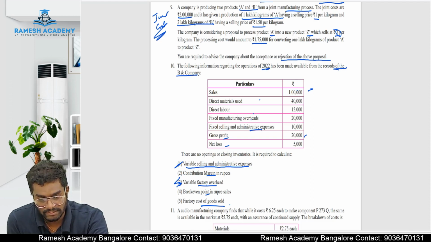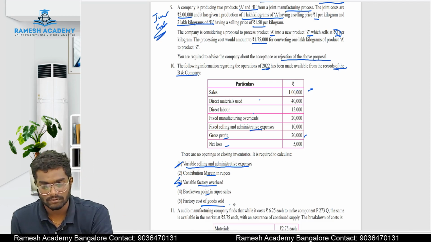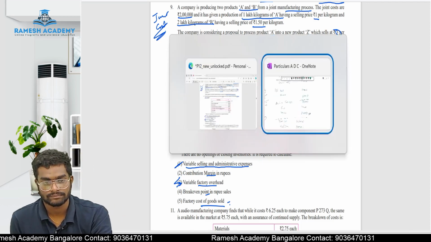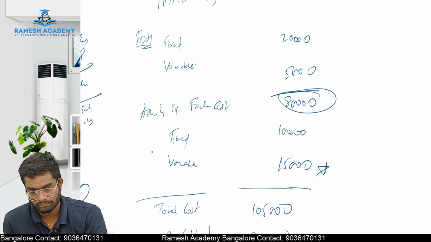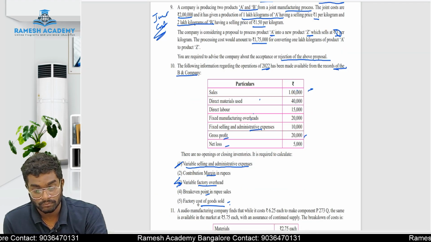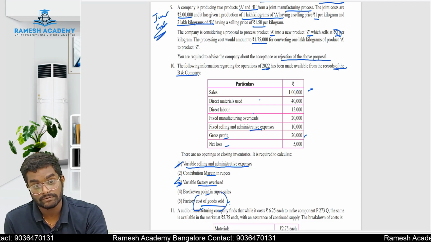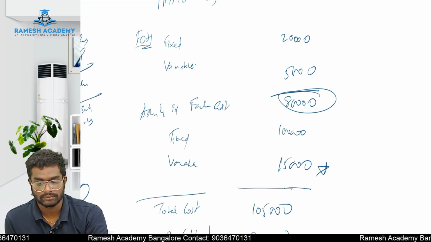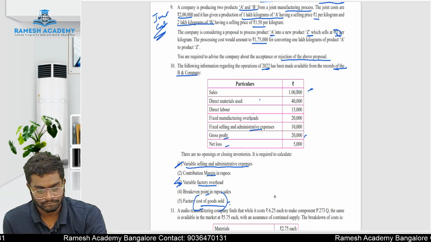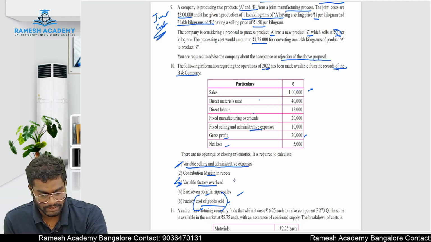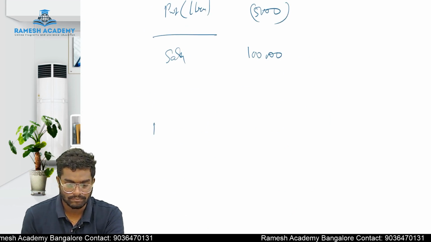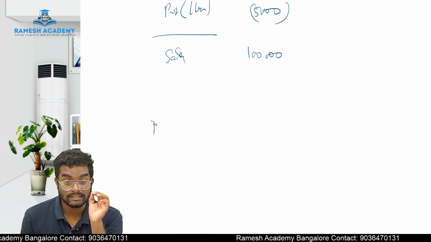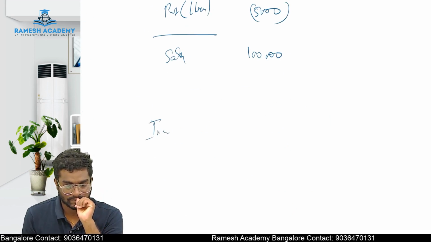Now the main thing comes: factory cost of goods sold is 80,000. So this one. And if it is the cost of goods sold, it is 1,05,000. So it will be here. Now we have to find the break even and the contribution. For that we have to prepare the same thing in the marginal income statement. So, income statement.